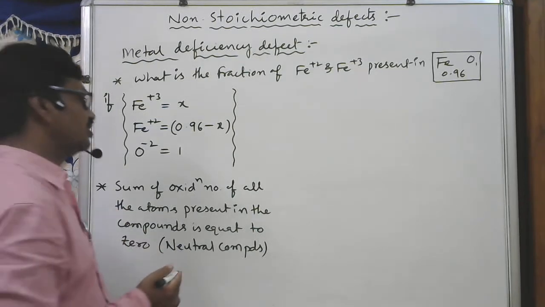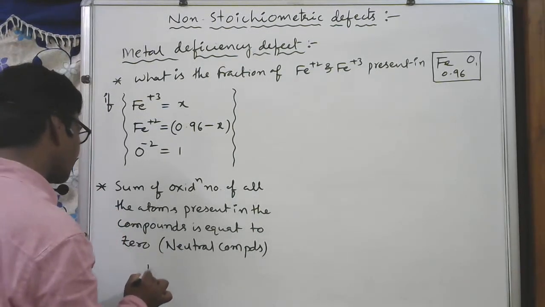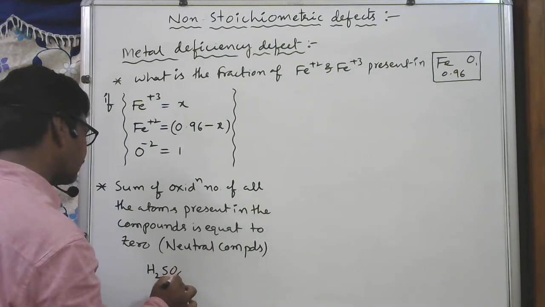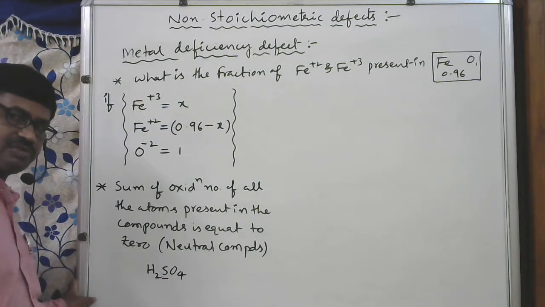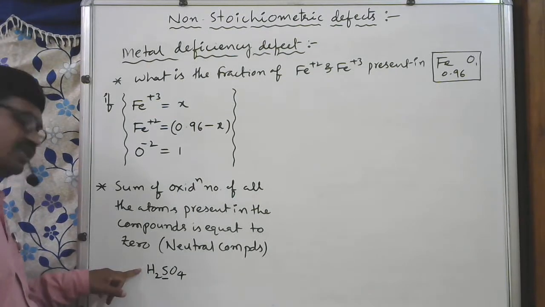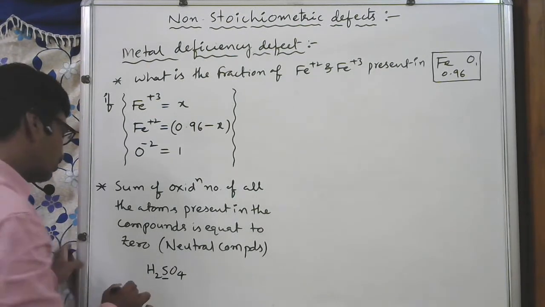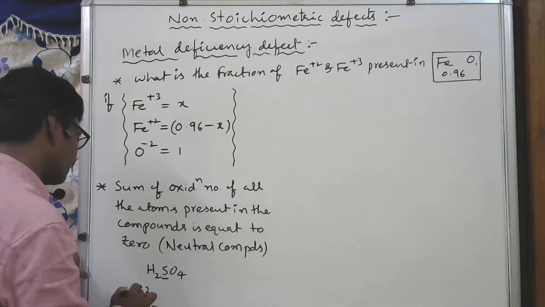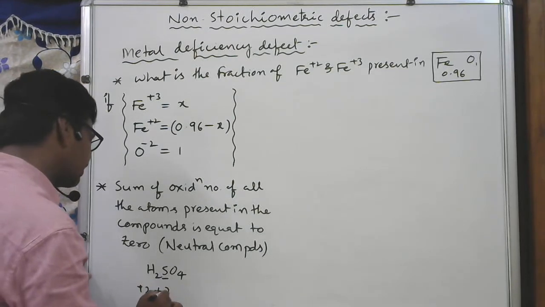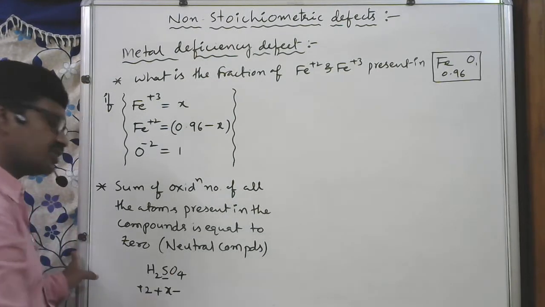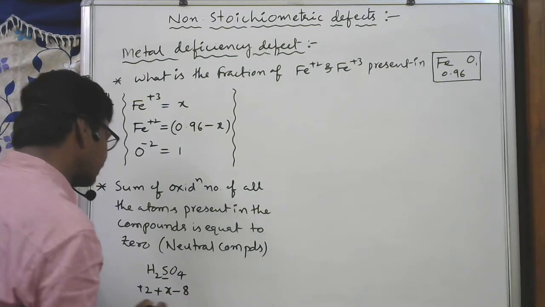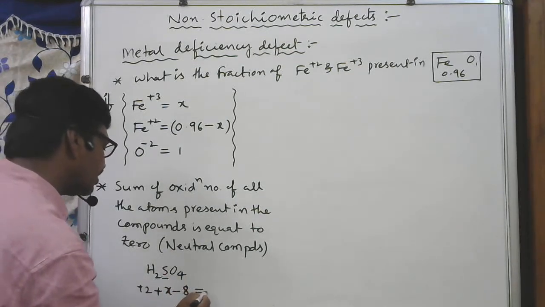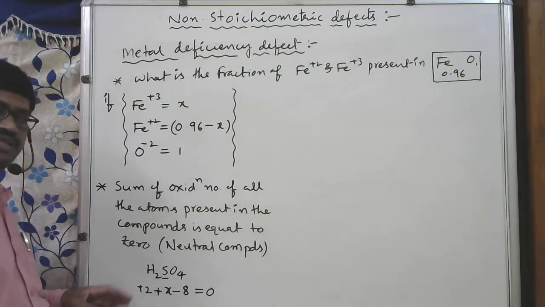Even though it is a positive charge or negative charge, we have to equate it to that charge. So how is it? See, simply I am giving this example. H2SO4 if you take, this is neutral. We have to find the sulfur oxidation number. How can we find it? Each hydrogen is plus 1. For 2 hydrogens it is plus 2. And we have to assume sulfur as X. Each oxygen is minus 2. 4 oxygens are there, so it is minus 8. So this is neutral, so we have to equate it to 0. Similarly here also.